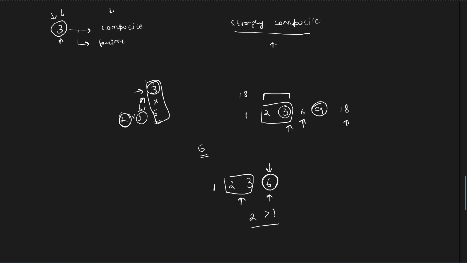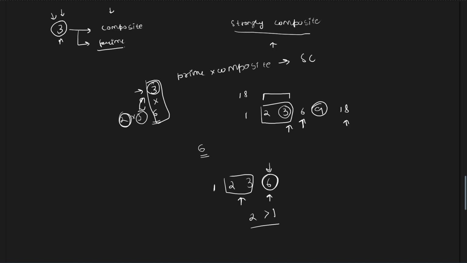So from there I reached this particular conclusion that if I have a prime number initially, I multiply it with a composite number, no matter if it is strongly composite or not, or a simple composite number, it will always be strongly composite, right? So this is my first definition.